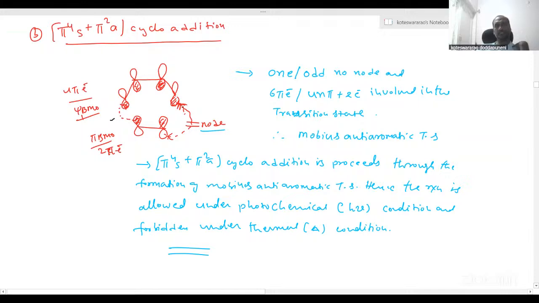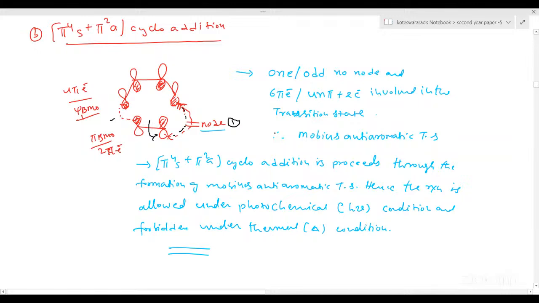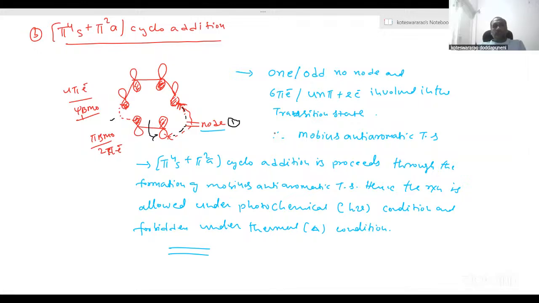For the second interaction, due to attractive forces, there is overlapping of these two lobes. For this overlapping, this C-C bond undergoes rotation. Then, due to that reason, at the center the stereochemistry becomes changed. Now it leads to one node. An odd number of nodes is generated. Then the transition state involves one or an odd number of nodes and involves 6 pi electrons, or 4 plus 2 electrons. Therefore, the transition state is a Mobius anti-aromatic transition state. Once it becomes a Mobius anti-aromatic transition state, the reaction is photochemically allowed and thermally forbidden.